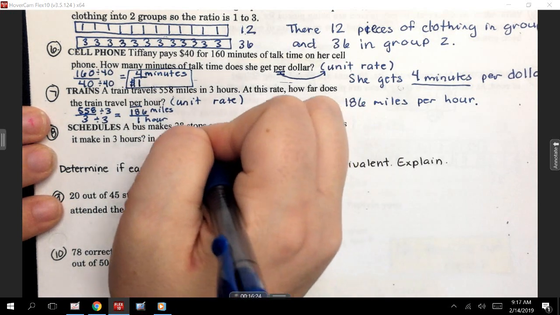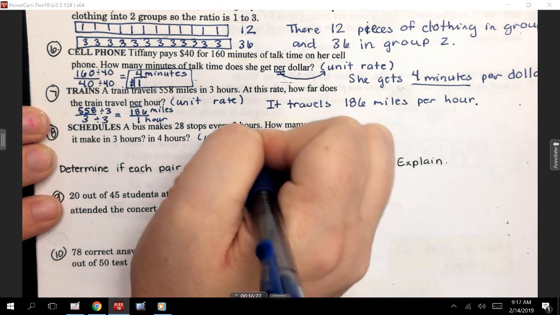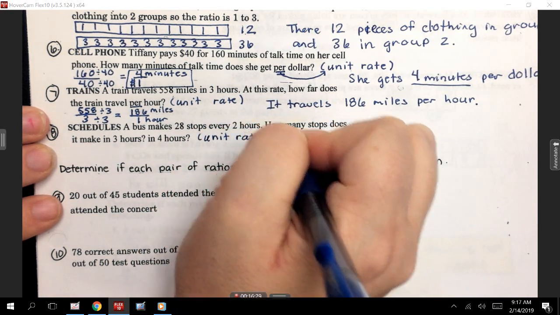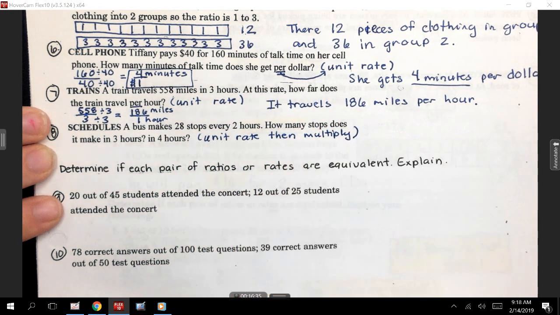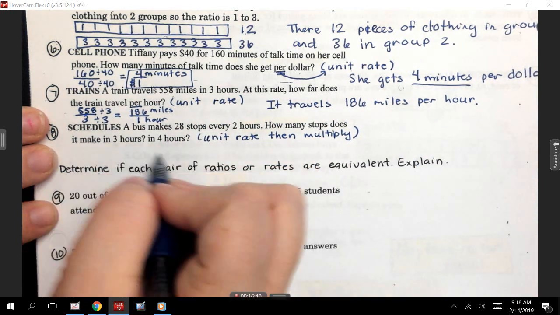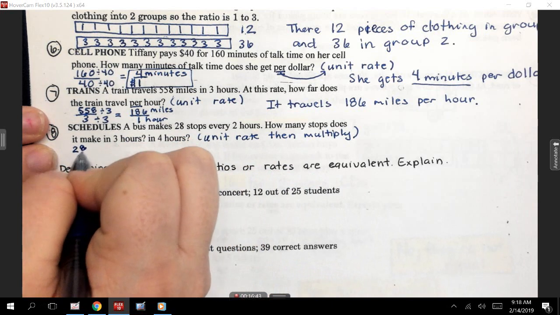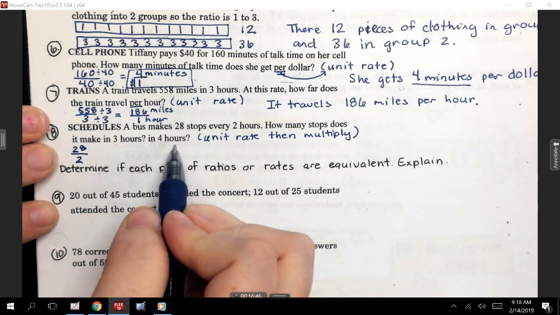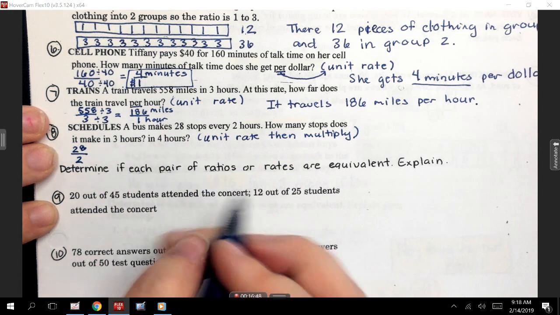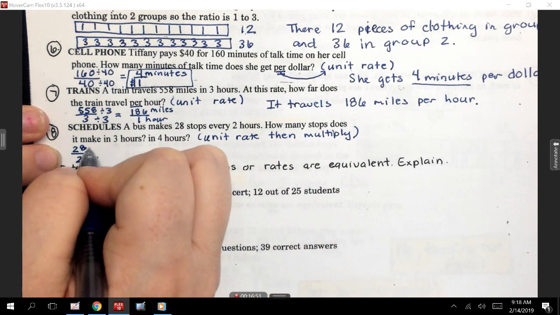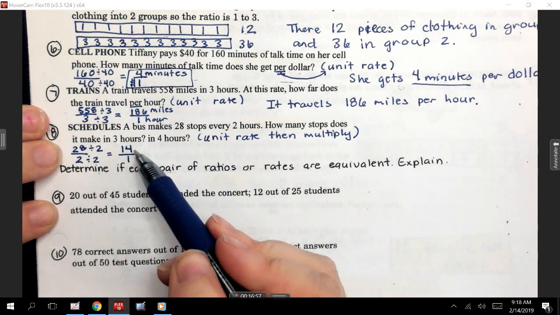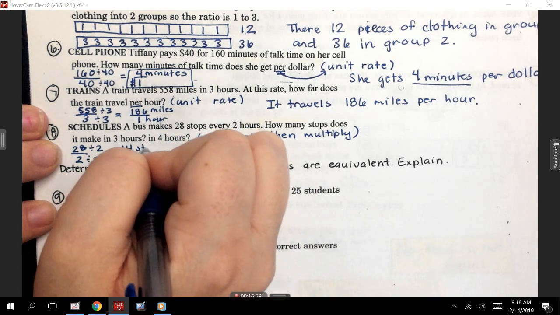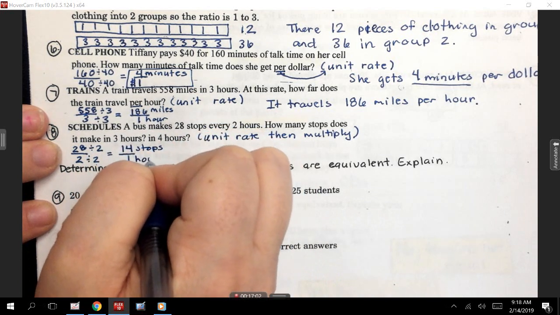So we're going to do, again, I'm going to do unit rate. And then after that, I'm going to multiply. So this is kind of like what we did on Tuesday this week, okay? So I'm going to do unit rate, which means 28 goes on top, 2 goes on the bottom, because what am I trying to change? My hours, so hours has to go on the bottom. When I change that to a unit rate, dividing by the denominator, I get 14 over 1.